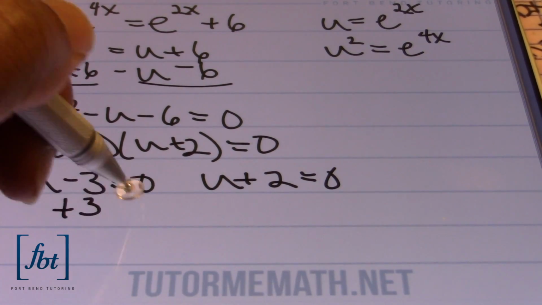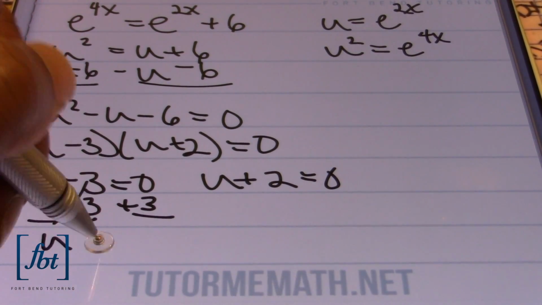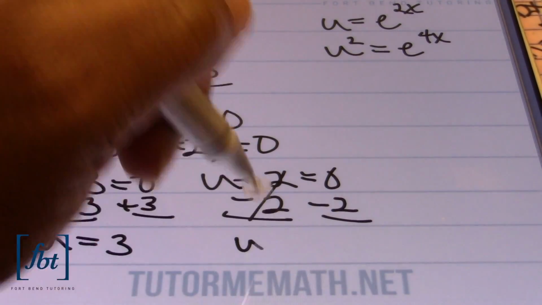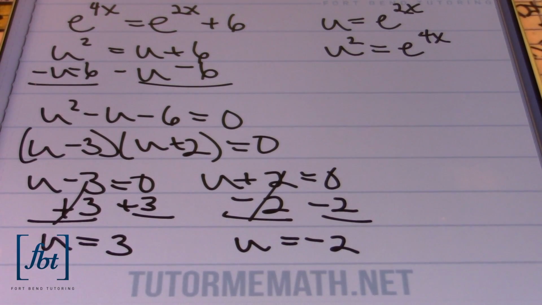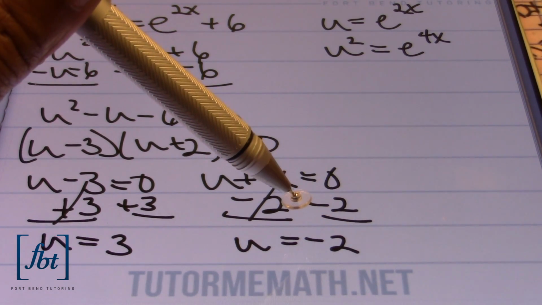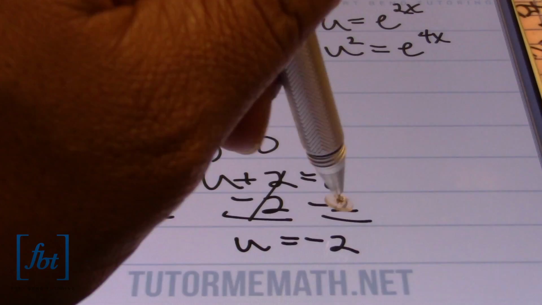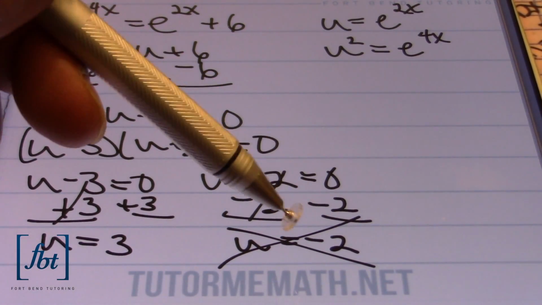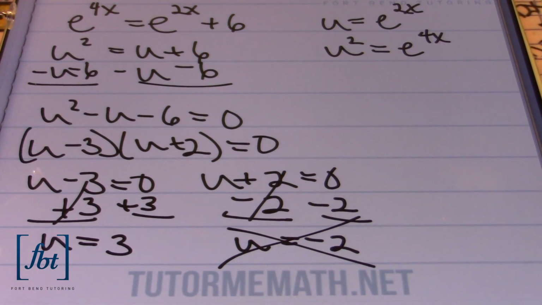We're going to then add 3 to both sides in the first equation to give us u equals 3. We'll subtract 2 from both sides in the second equation to give us u equals -2. Let's go ahead and see what x may be. I already know that plugging in this -2 is going to give us an extraneous solution. Let's not waste time doing that. We would end up trying to take the natural log of a negative number. It's not possible. We can only use the 3.